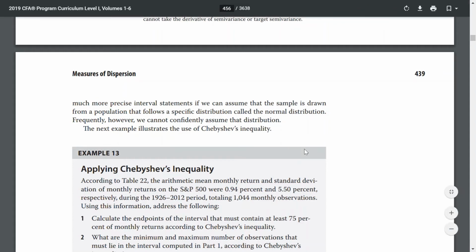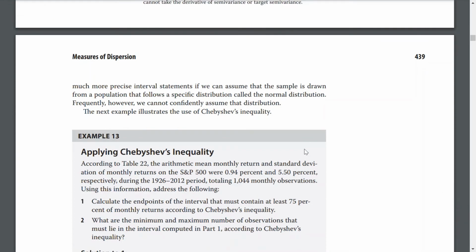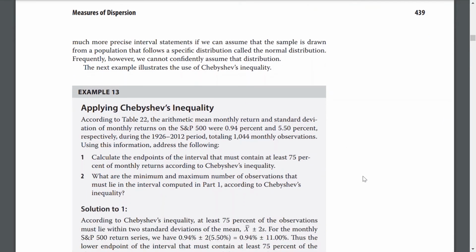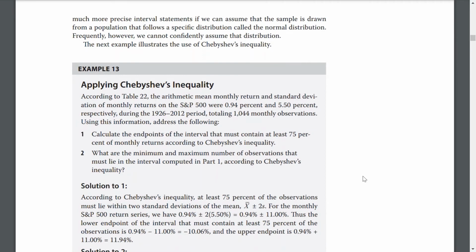Frequently, however, we cannot confidently assume such distributions. The next example illustrates the use of Chebyshev's inequality. Applying Chebyshev's inequality: according to Table 22, the arithmetic mean monthly return and standard deviation of monthly returns on the S&P 500 were 0.94% and 5.5% respectively during the 1926 to 2012 period, totaling 1,044 monthly observations.